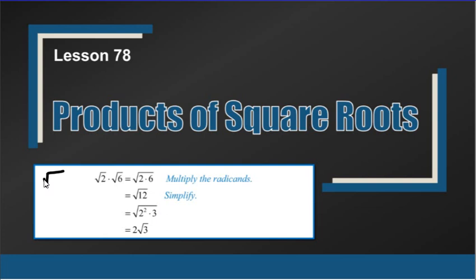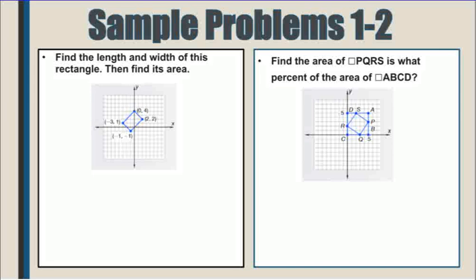That can be broken down as the square root of 4 times the square root of 3. The square root of 4 is 2. 2 times the square root of 3 would be our answer. So let's take a look at some other examples here.